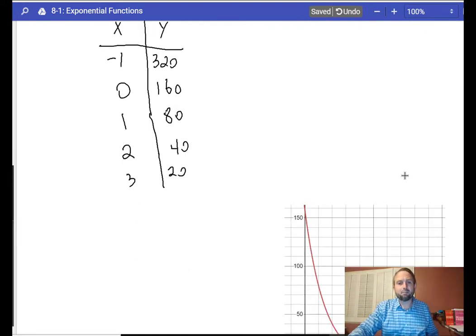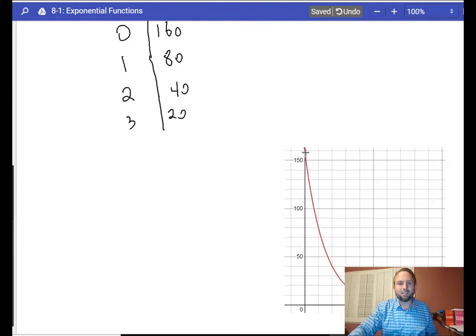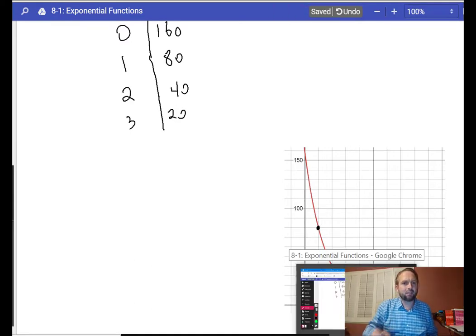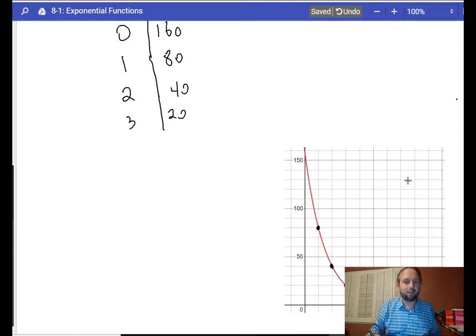So here's the example. It hits at 160, which is kind of hard to tell. And then at 1, it hits at 80. And then at 2, it hits at 40, which is right there. And then at 3, it hits at 20. Rather than a line, where you only need 2 points and then you have your line, I'd want to have a few more points just to be on the safe side.